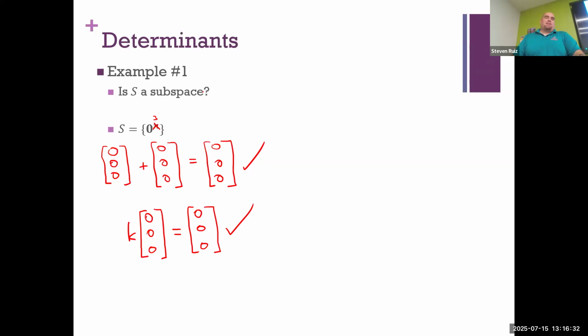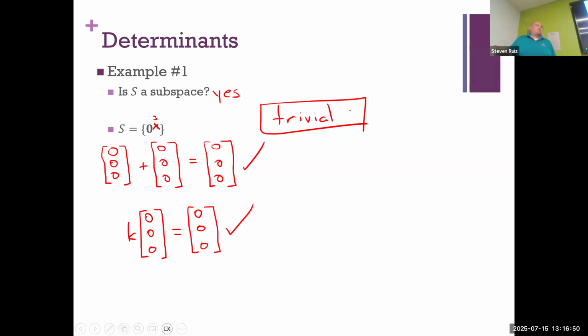So is this a subspace? Yes. And you might hear this called the trivial subspace because it's the smallest subspace that can exist. It only has that one vector in it, but it still meets all the conditions. Questions on why that one passes the test?